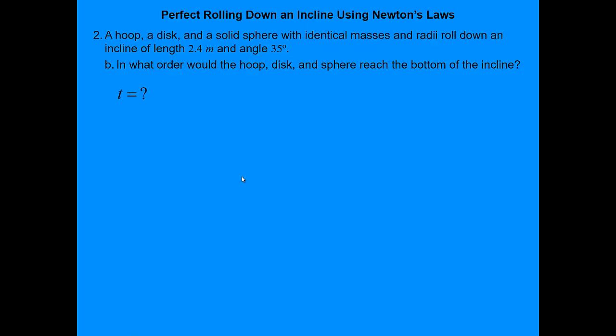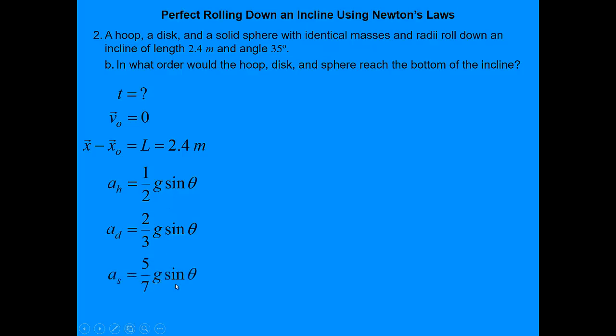Now, since all the forces and torques are constant, the accelerations are uniform, therefore, kinematic equations. What do we know? Well, we know the initial velocity of the center of mass is 0, because it starts from rest. We know the length of the hill. It's 2.4 meters. I'm going to call that L, to work symbolically, and then I'll plug in the 2.4 meters when I calculate an answer. And then we know the acceleration of the hoop, the acceleration of the disk, and the acceleration of the sphere. So kind of like we did before, I'm going to work generically, and then I'll plug these in.